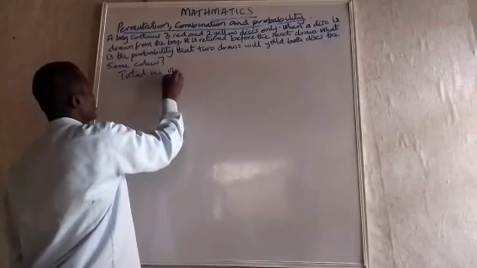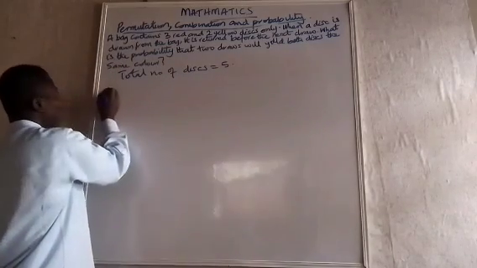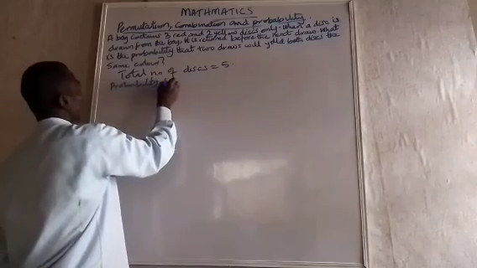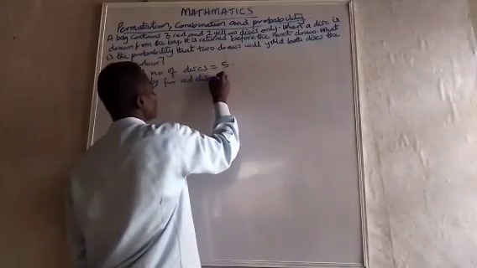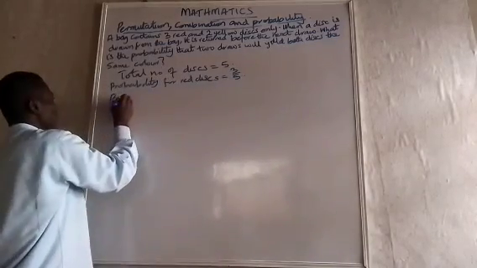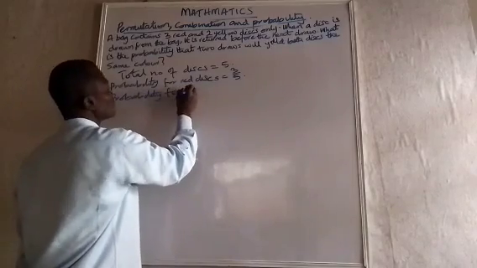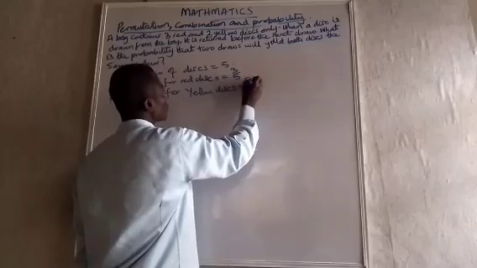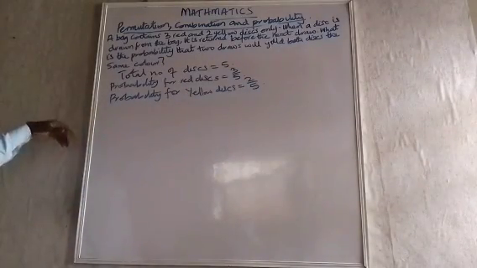Now, the total number of discs is equal to 5. Therefore, probability for red is equal to 3 over 5. Probability for yellow is 2 over 5. So, let's start with the tree diagram.